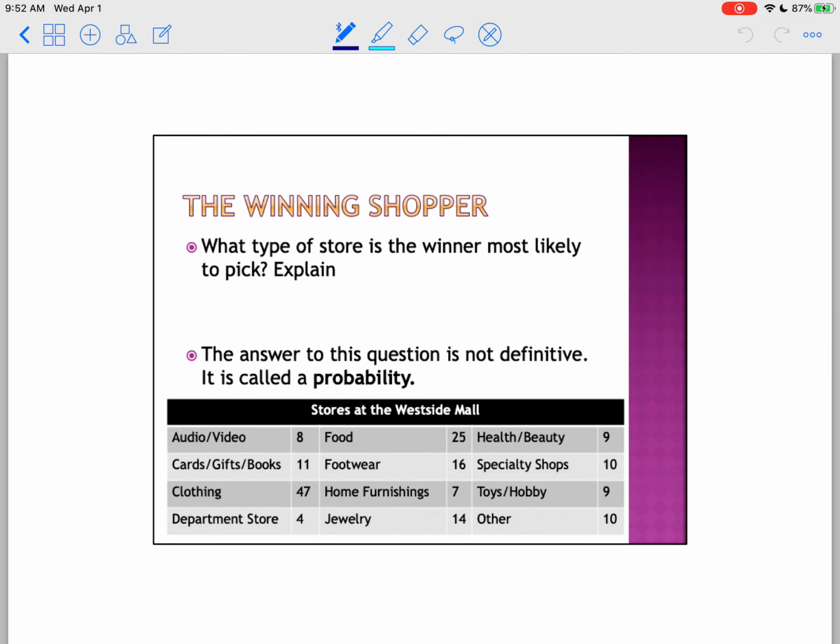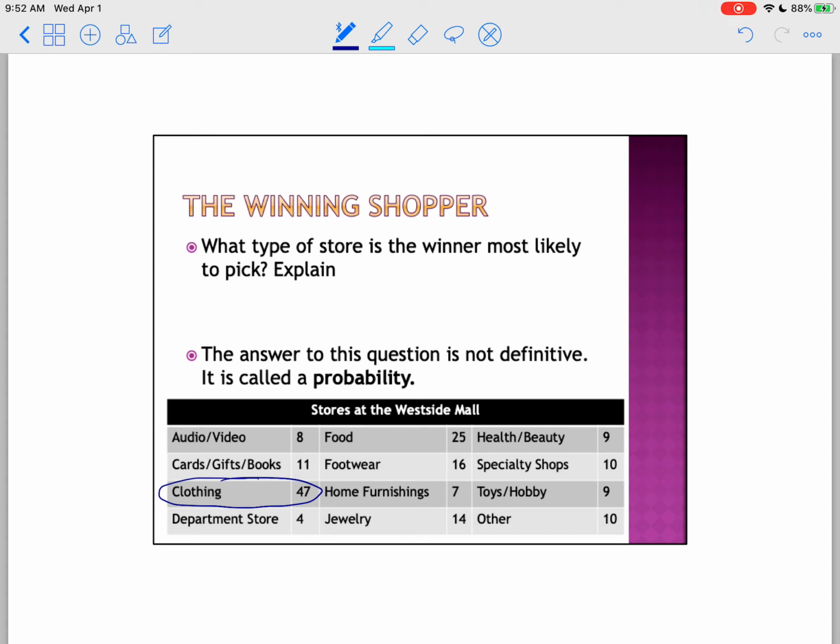Now, what type of store is the winner most likely to pick? Well, if I look at all the different types of stores here, I can see that the clothing store has 47, there's 47 different clothing stores in this mall. Okay? Because there are more clothing stores than any other kind of store, it's most likely that a clothing store is what the shopper is going to pick.